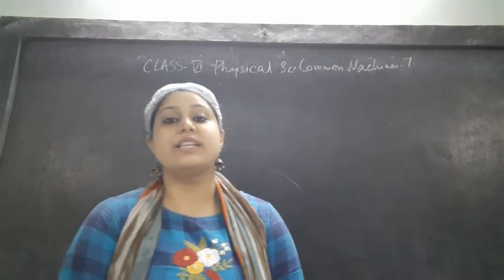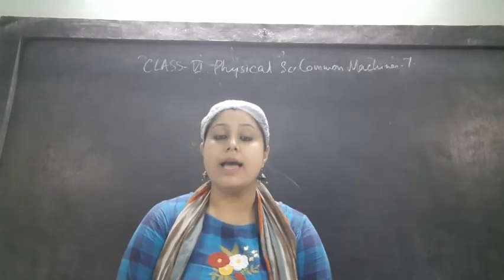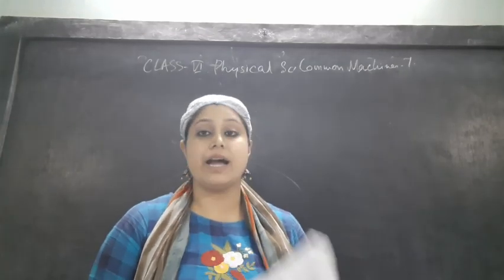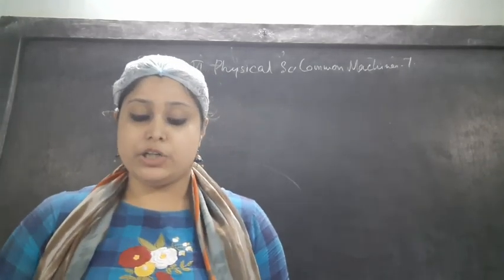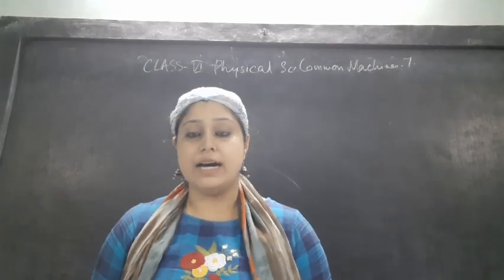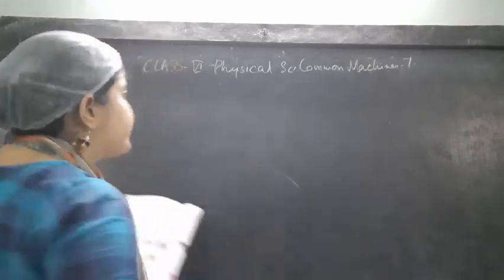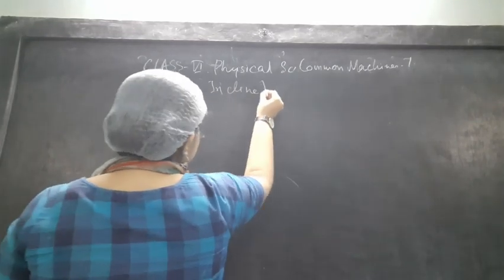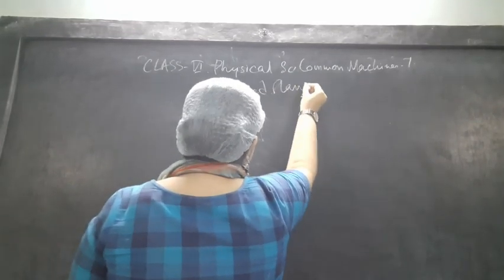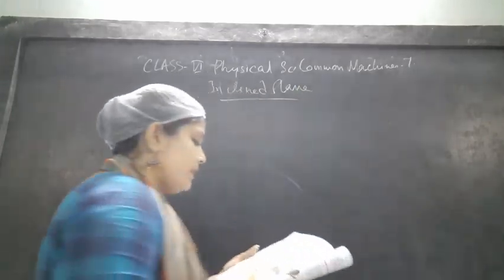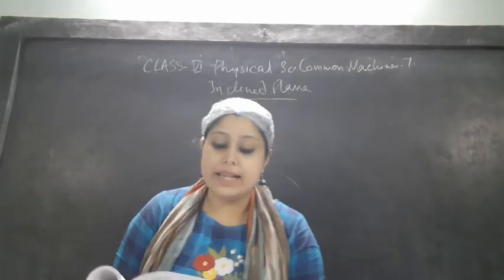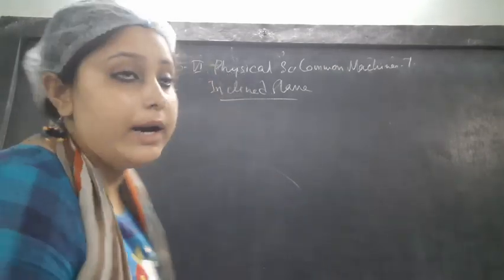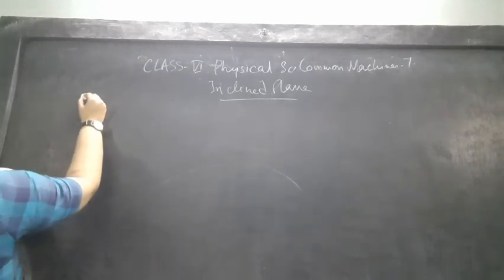The chapter that I will continue today is Machines. In the previous video I discussed the various kinds of levers, but in this video I will start the inclined plane. The inclined plane is simply a ramp whose one end is higher and the opposite end is lower. So what is the definition of it?